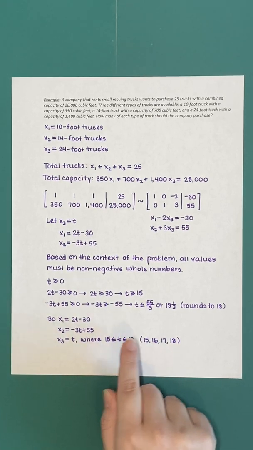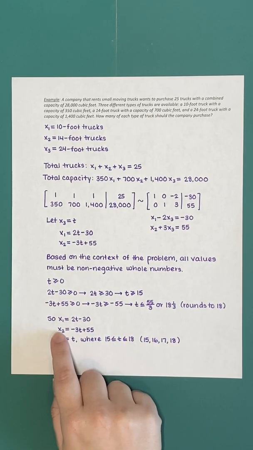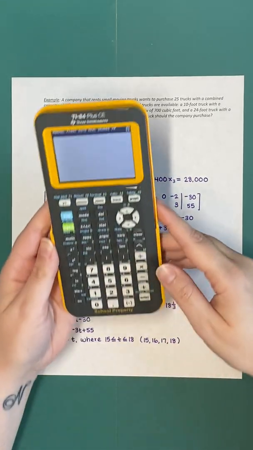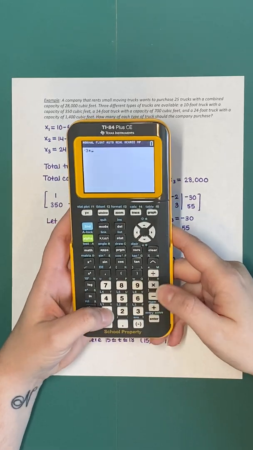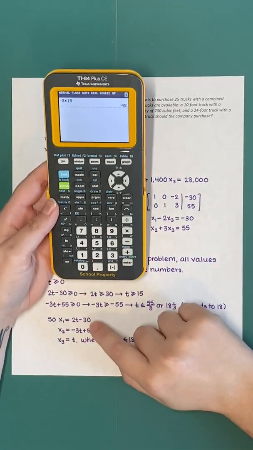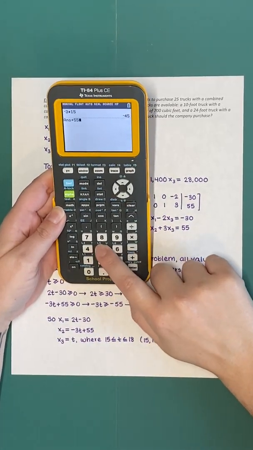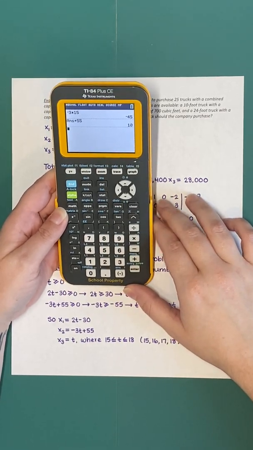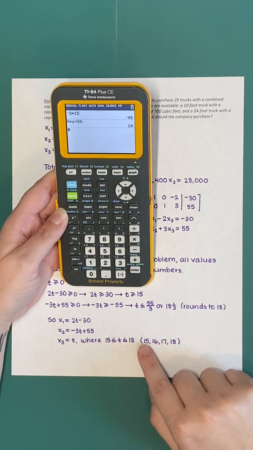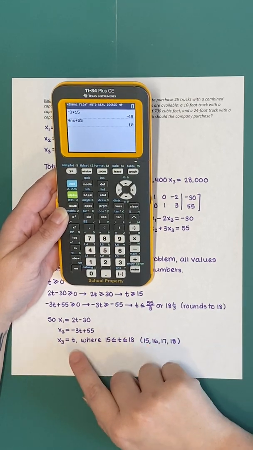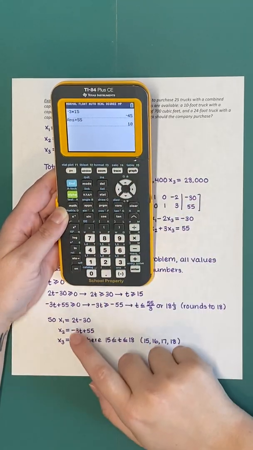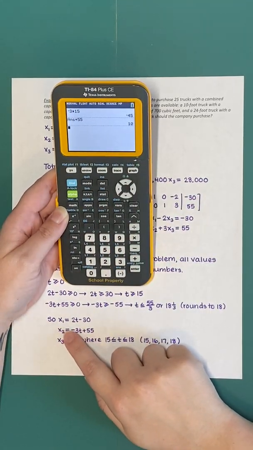Now again, what if we have 15? How many medium trucks do we need? Well, that's going to be negative 3 times 15. Do this in the calculator if you want. Negative 3 times 15, and then we're also adding 55 to that. So that would be a total of 10 trucks. So if we choose our parameter value to be 15, then we're going to buy 15 large trucks and we're going to buy 10 medium trucks.